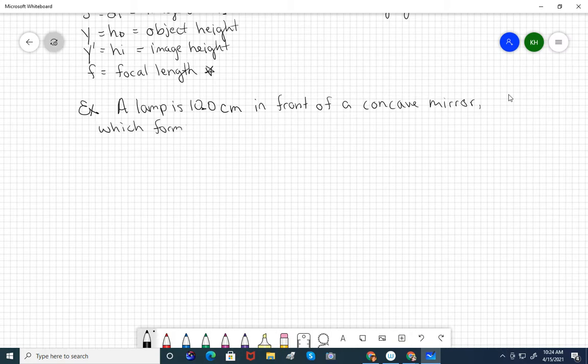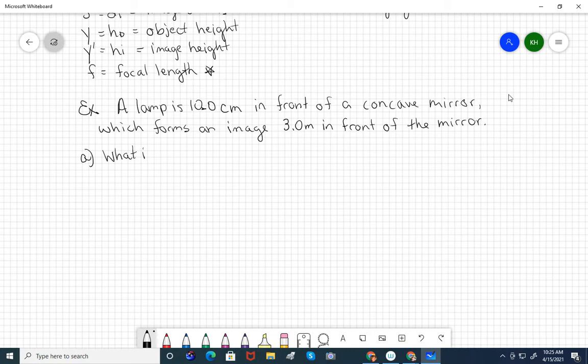Which forms an image three meters in front of the mirror. Okay, that's not like our plane mirror, which formed an image behind the mirror. Concave mirrors can form images both in front of and behind them. So in this case, it's in front of the mirror. We have several questions.